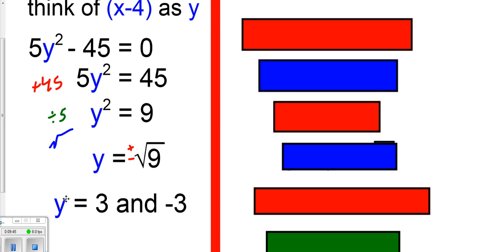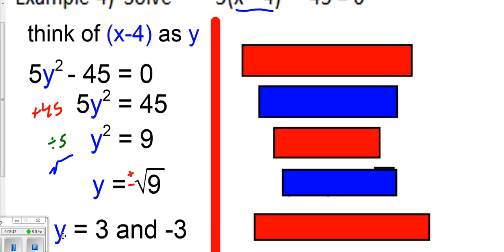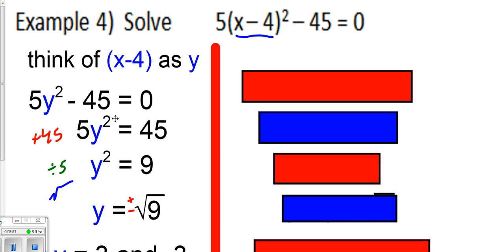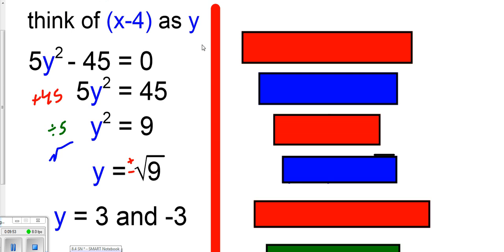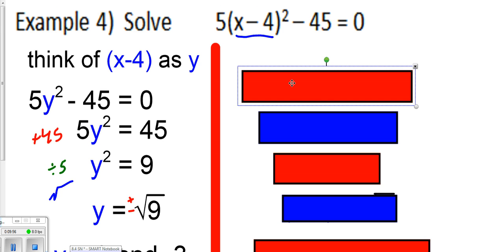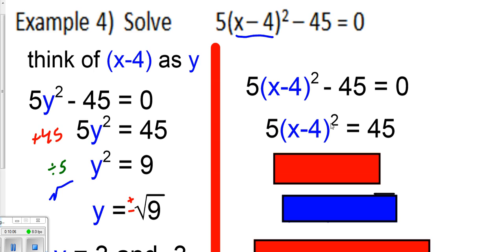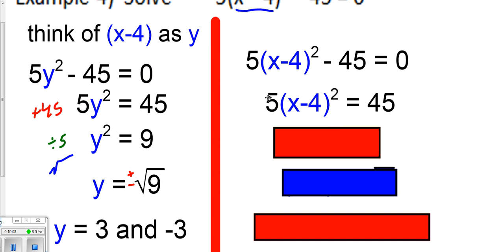Remember though, y isn't actually y. Y means x minus 4. So we're going to do the same steps that we did here, treating it like y, with this x minus 4. So here we go. We're starting off with our first kind of normal original equation. We're going to add 45 to both sides, just like we did over here. So it matches up the same.